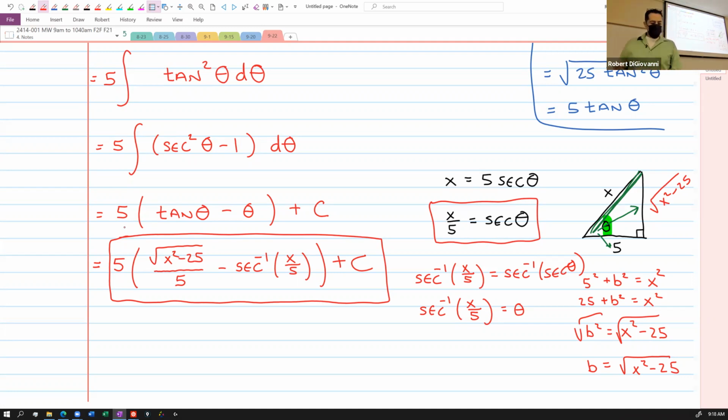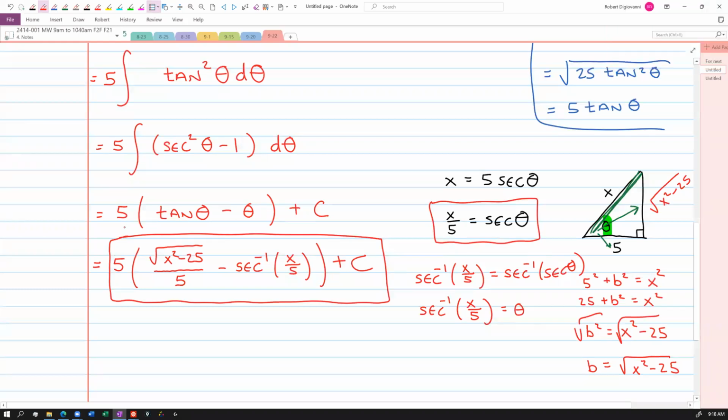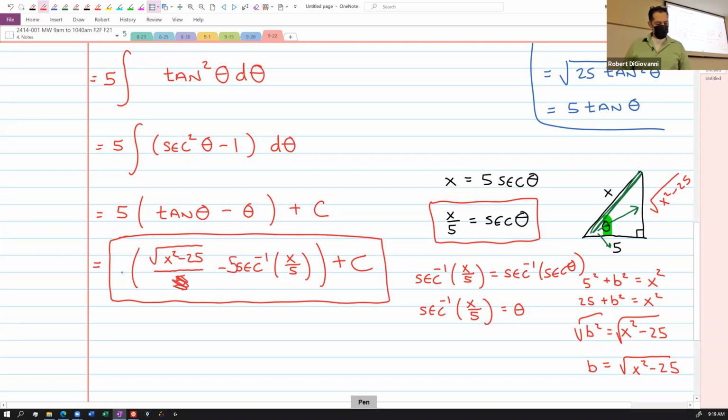Any questions? What about the 5? We could distribute it. Is that what you're saying, the 5 on the very outside? Yeah, we could. If we distributed through, it would cancel here, and it would be a 5 out in front, and that would be it. Would we need to do that on the test? No, you wouldn't need to. That's not a necessary step.